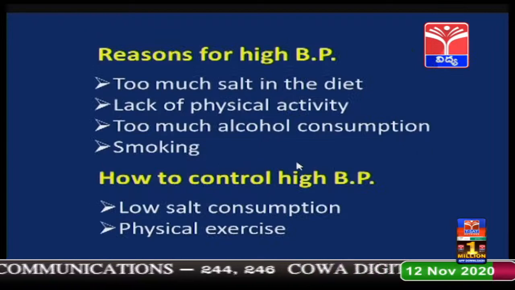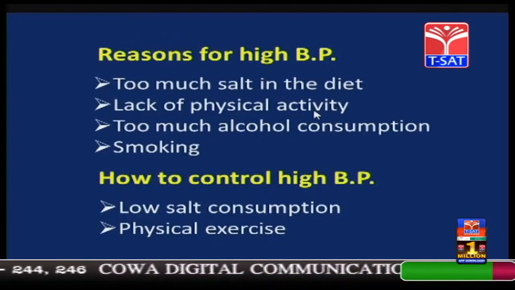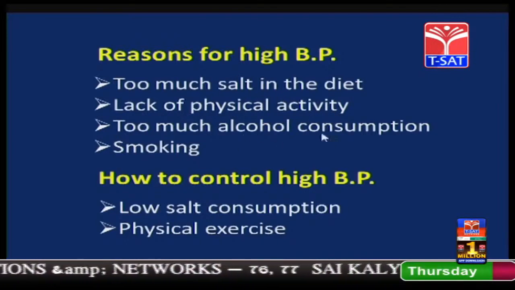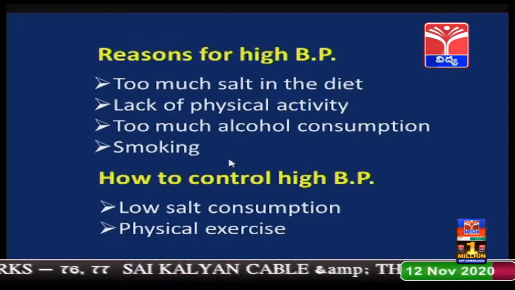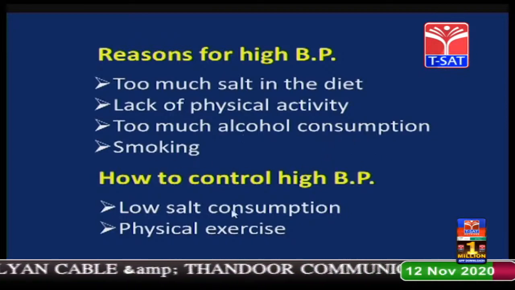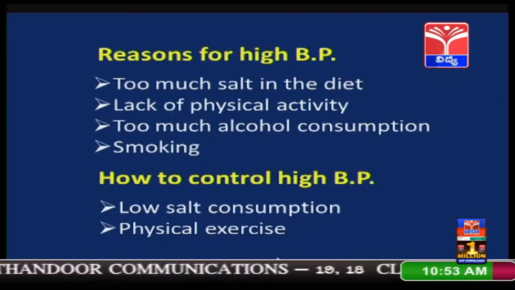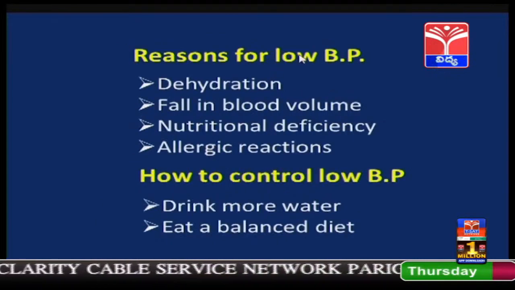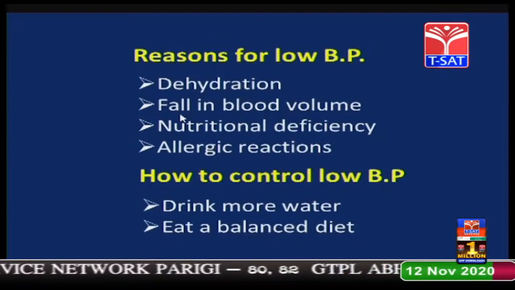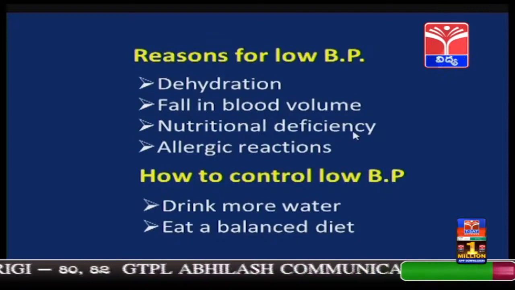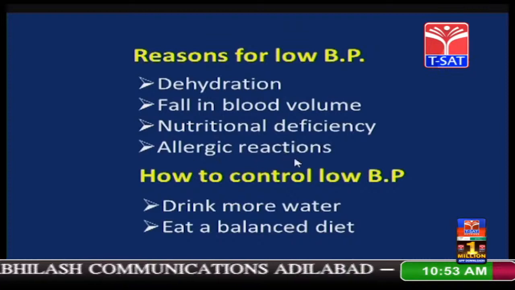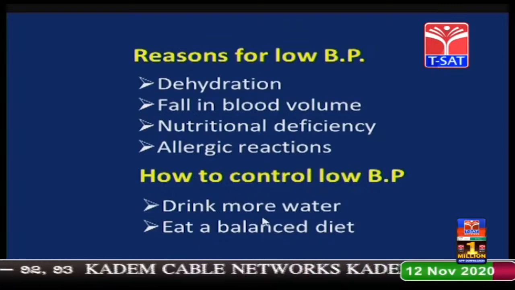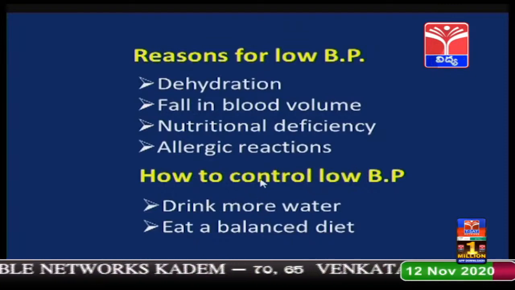What are the reasons for the high BP? Let us see. Too much salt in the diet, lack of physical activity, too much alcohol consumption and smoking. How to control high BP? Low salt consumption, physical exercise, quit smoking. What are the reasons for the low BP? Dehydration, fall in blood volume, nutritional deficiency, allergic reactions. So, how to control the low BP? Drink more water and eat a balanced diet.